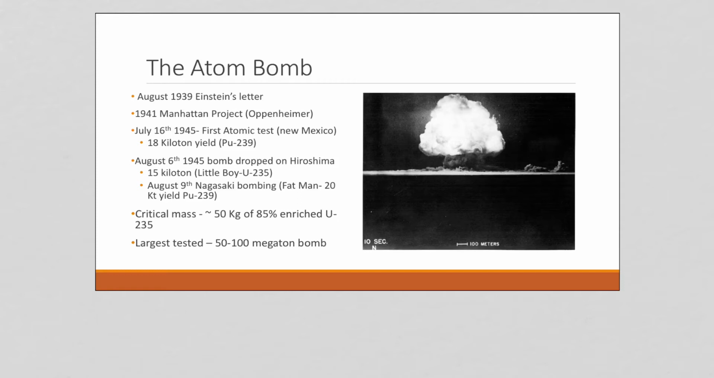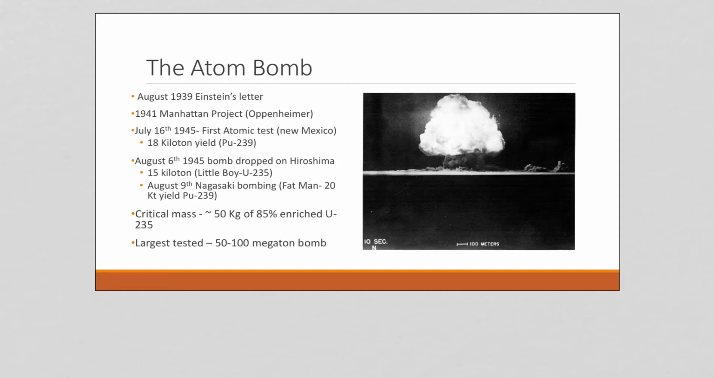Soon after that, less than 2 months after that, the first atomic bomb was dropped on Hiroshima. It had a yield of about 15 kilotons. That was a uranium-235 device known as Little Boy. And 3 days later, the bomb was dropped on Nagasaki. That had a slightly larger yield, up to 20 kilotons probably. That again was another plutonium-239 device known as the Fat Man. Those names, and you can look up on the internet, come from the shapes of those bombs.